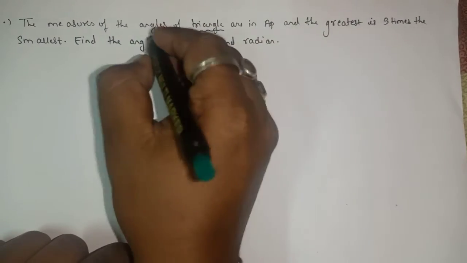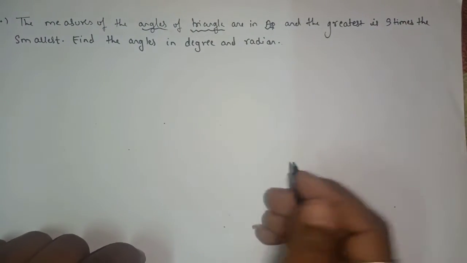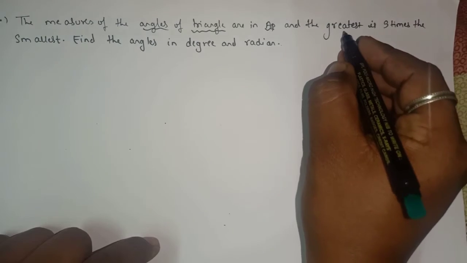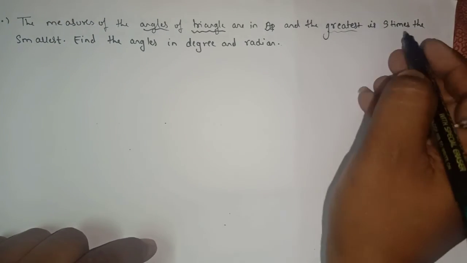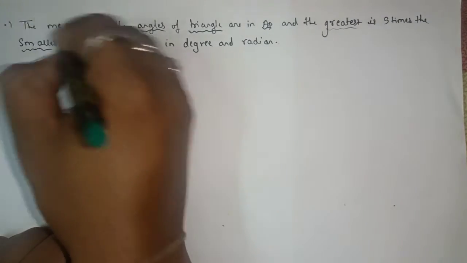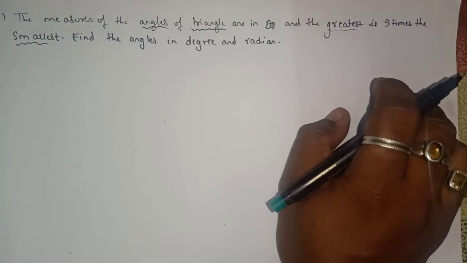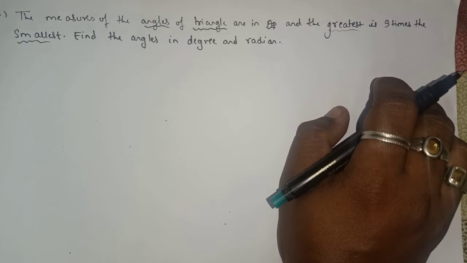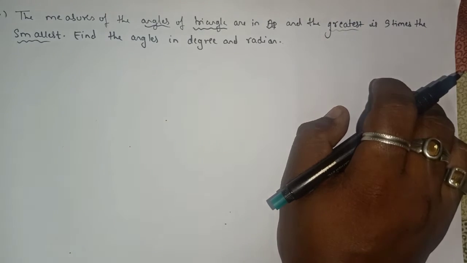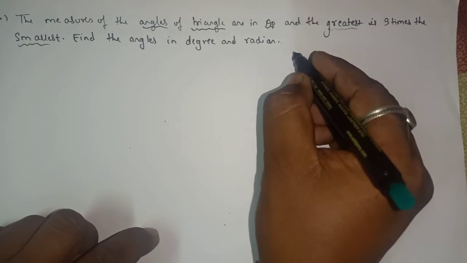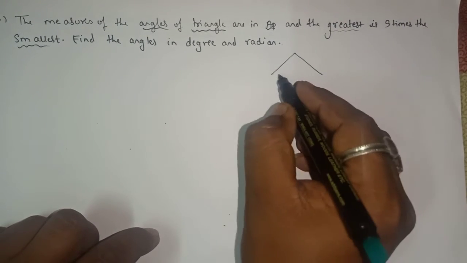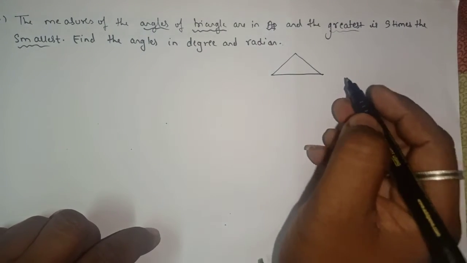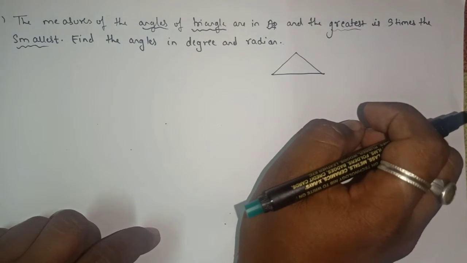Yes or no? The angles of the triangle are in AP, and the greatest angle is 5 times the smallest. Then you have to find the angles of the triangle. Yes or no? Okay. So now we'll consider a triangle.